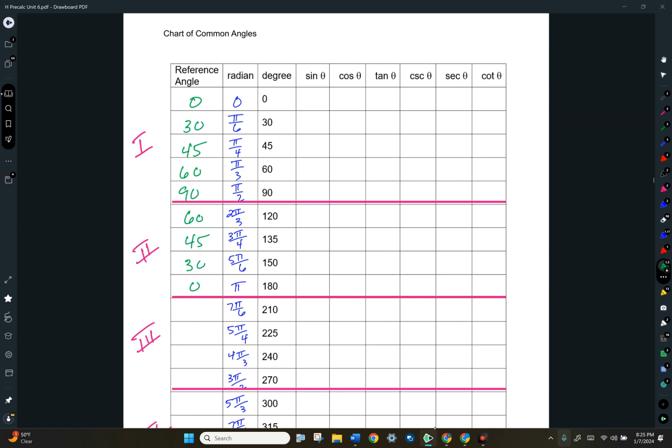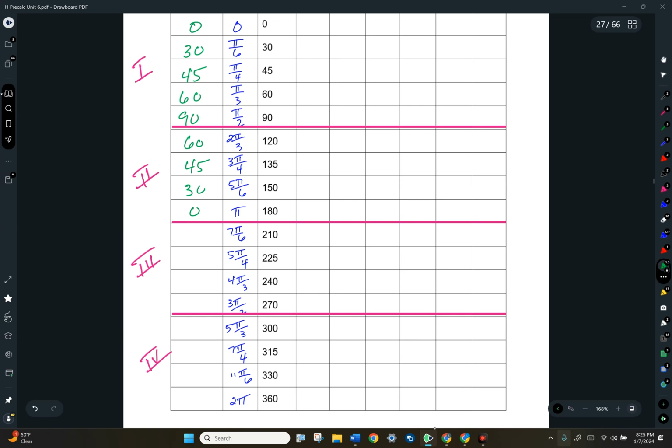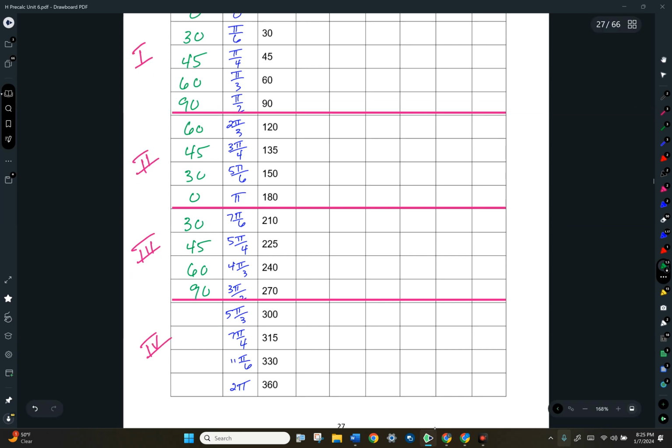Do you notice that in the first quadrant we went up 0, 30, 45, 60, 90, and now we're headed back down towards 0 again, right? 60, 45, 30, because we're headed back towards the other side of the x-axis. And now in the third quadrant we're headed away from the x-axis, so we're working our way back up: 30, 45, 60, and 90. And then we're working our way back down to the positive side of the x-axis. So this is going to be 60, 45, 30, and back to a 0 degree reference angle.